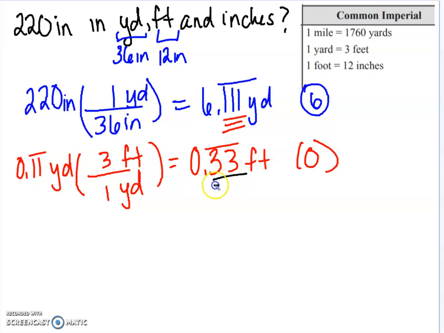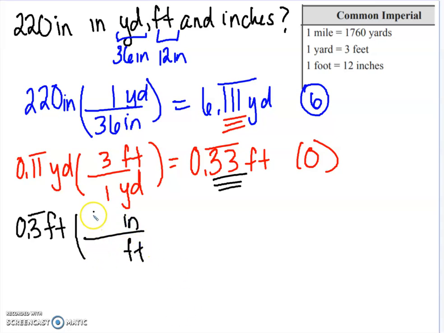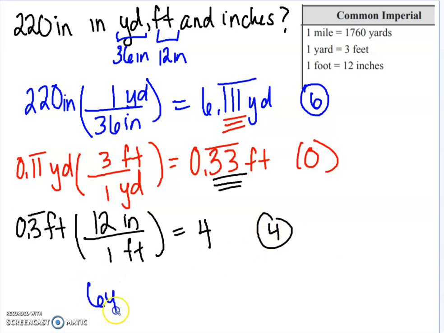And then again, we're going to take what's left over. And we're going to convert the feet into inches, which is 12 inches per foot. So I'm going to multiply this value by 12 to get 4. So we end up getting, right down here, 6 yards and 4 inches.